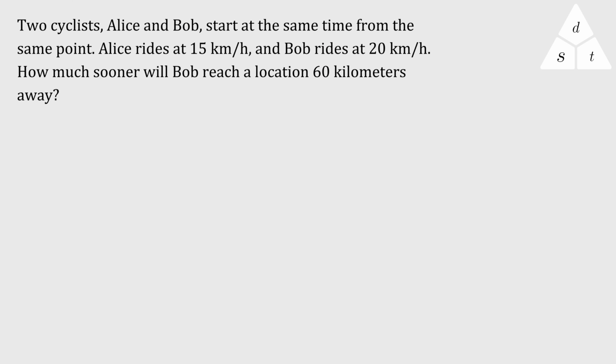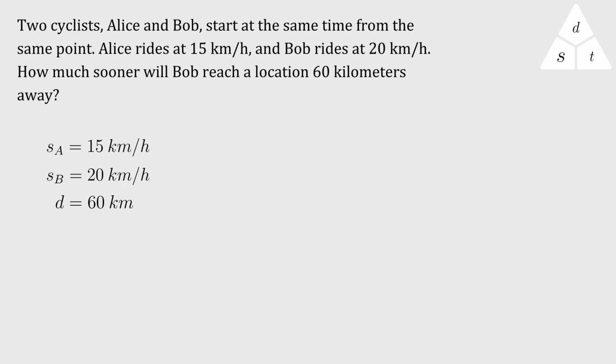Example number 3. Two cyclists, Alice and Bob, start at the same time from the same point. Alice rides at 15 kilometers per hour and Bob rides at 20 kilometers per hour. How much sooner will Bob reach a location 60 kilometers away? Firstly, write down what is given. The speed of Alice is 15 kilometers per hour. The speed of Bob is 20 kilometers per hour. The distance given is 60 kilometers.